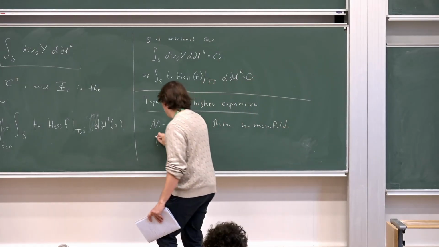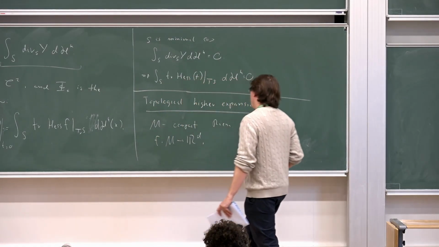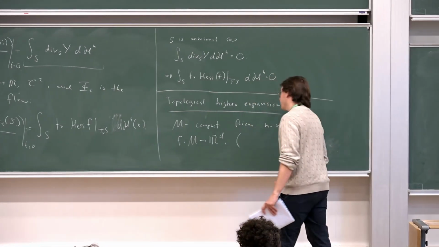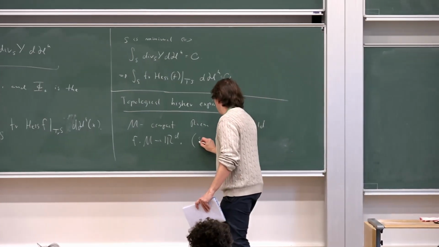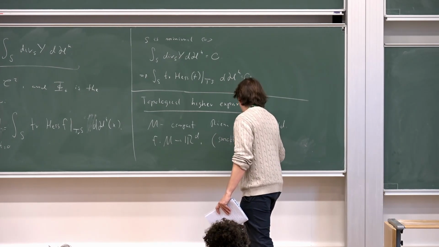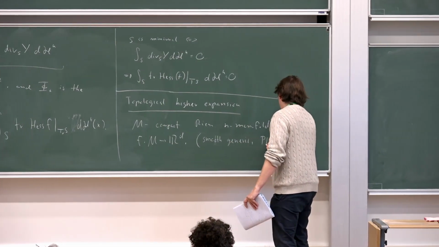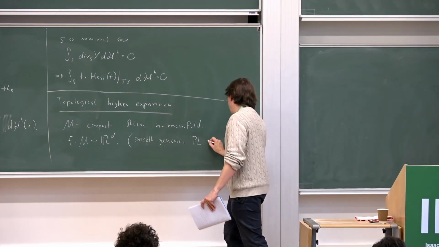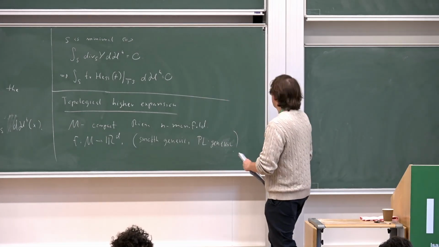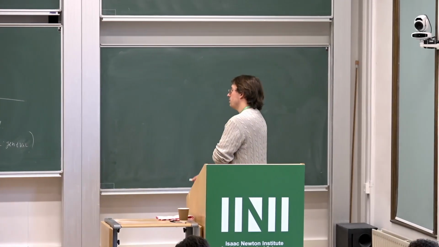and I have some function f that goes from M to R^d, and you will need to add some conditions on this function, but you shouldn't think about them too much. So this function is either smooth generic or PL generic, which just means piecewise linear generic. Those conditions are only to ensure that the fibers of this map are not too weird.